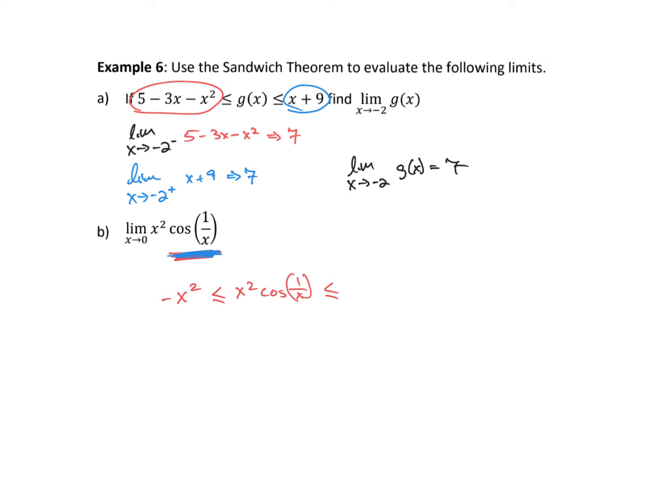X squared. 1 times x squared is just x squared. So now I have developed that inequality because I know the least a cosine could be is -1. The max a cosine could be is 1. You see how we did that?